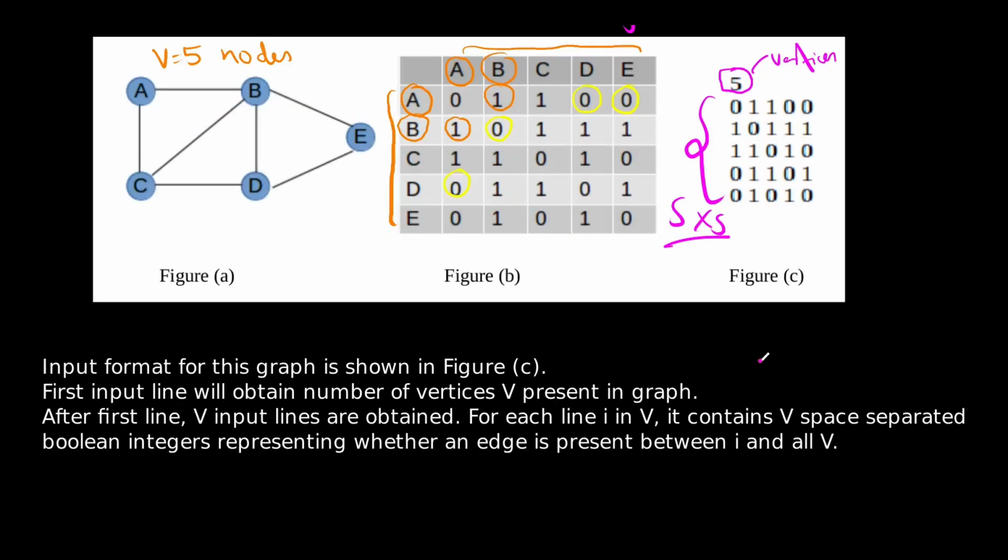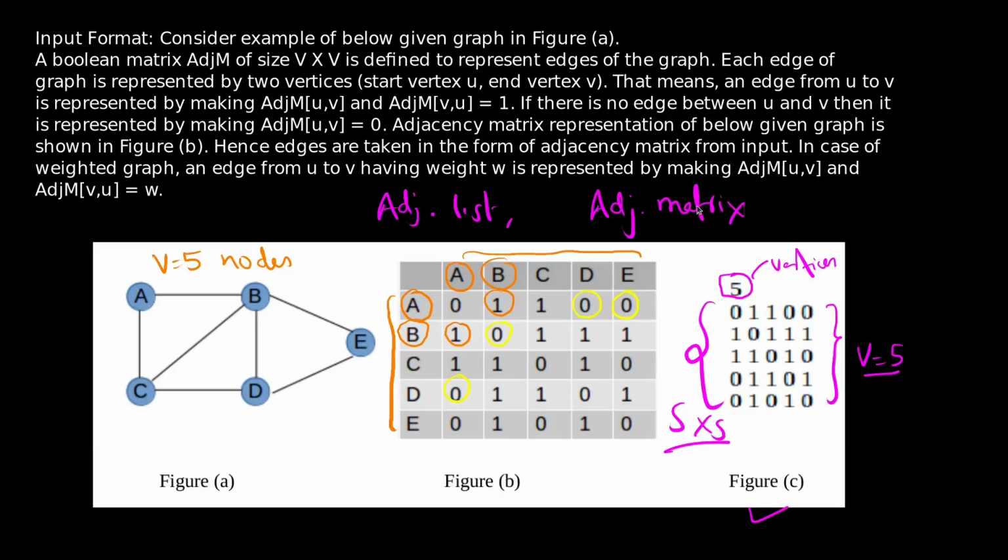So you can see here the input format for this graph is shown in figure C. The first input line will obtain the number of vertices. Here it is this. After the first line, V input lines are obtained. So these are V input lines. In this case, V equal to 5. Each line I in V contains V space separated Boolean integers representing whether an edge is present between I and all other vertices. So I hope you are clear with the problem statement now, right? If you want to learn these, just watch the videos that I have provided in the description.